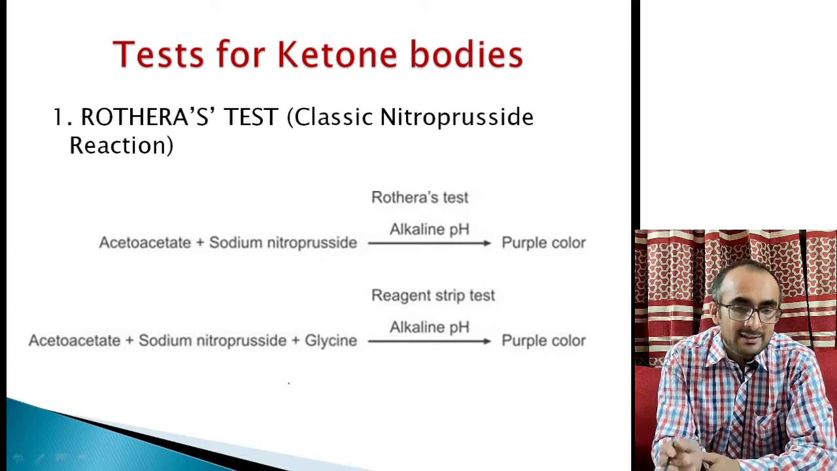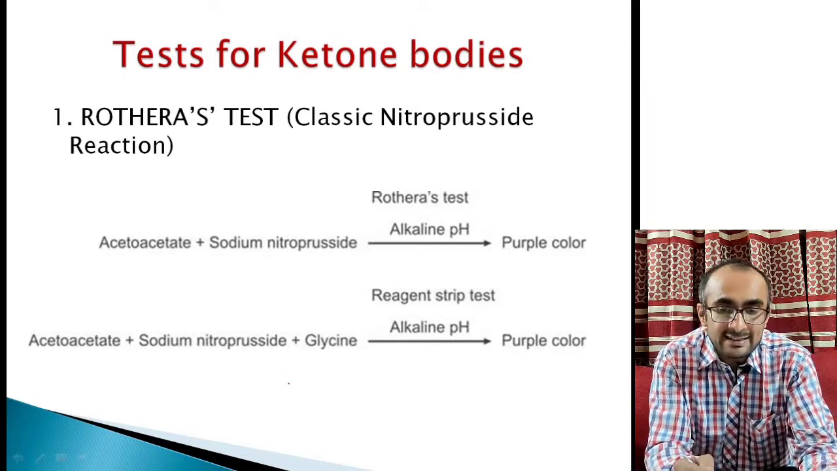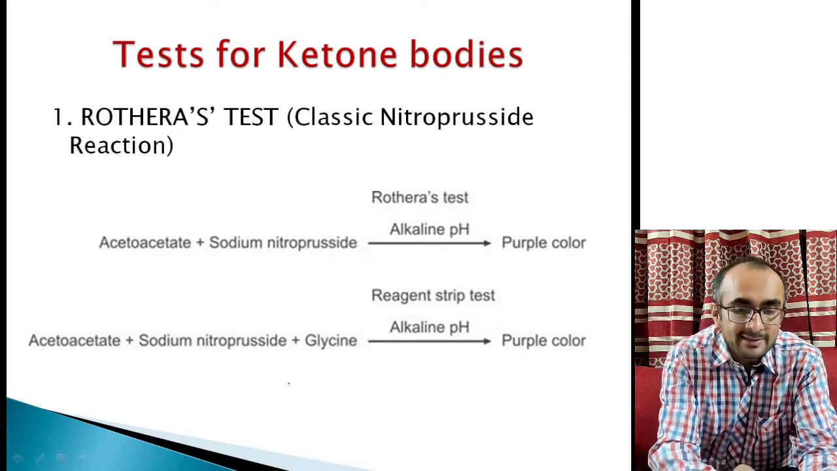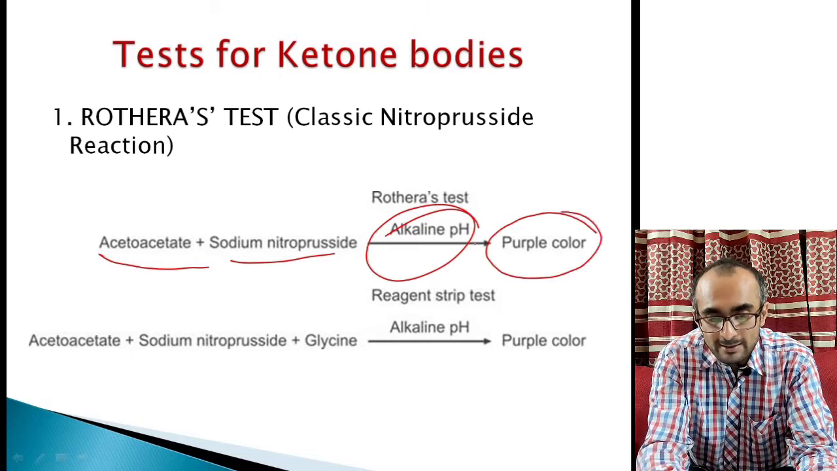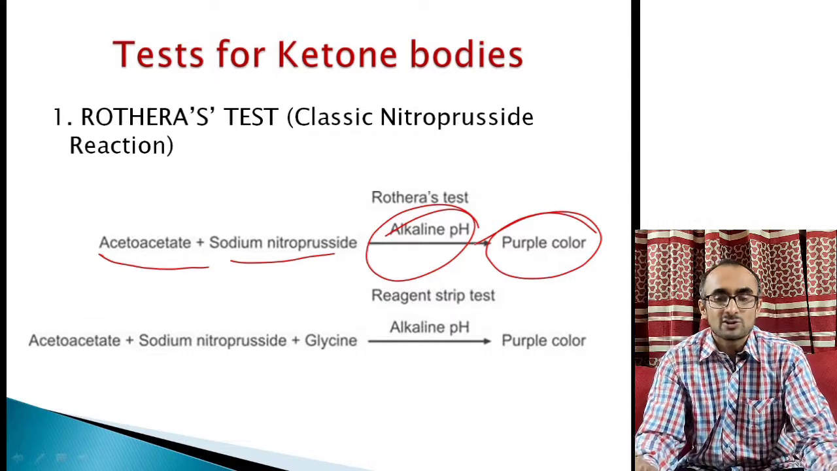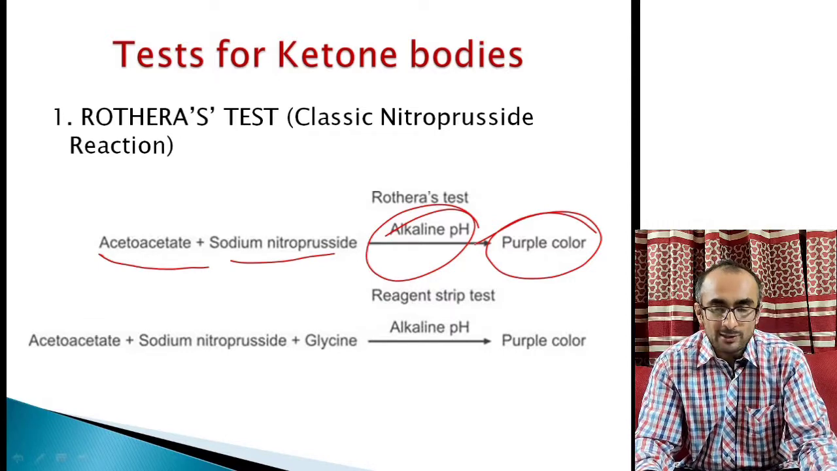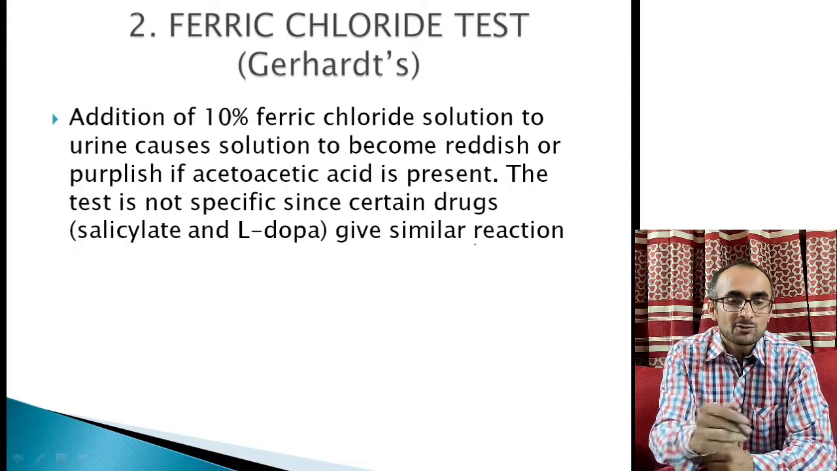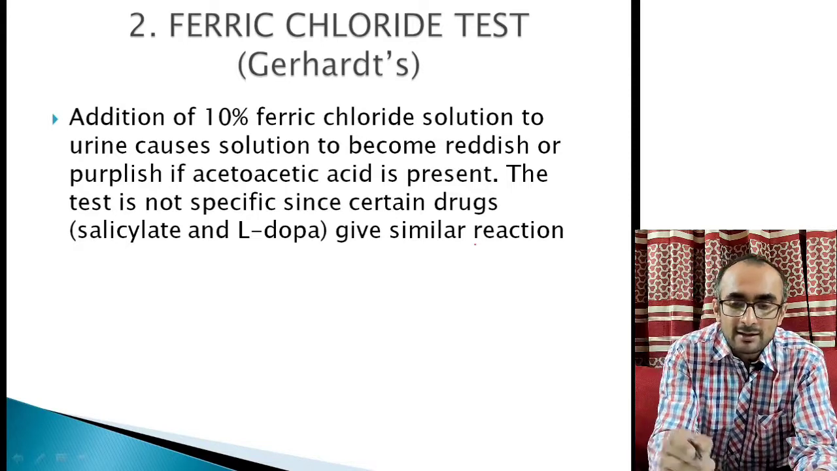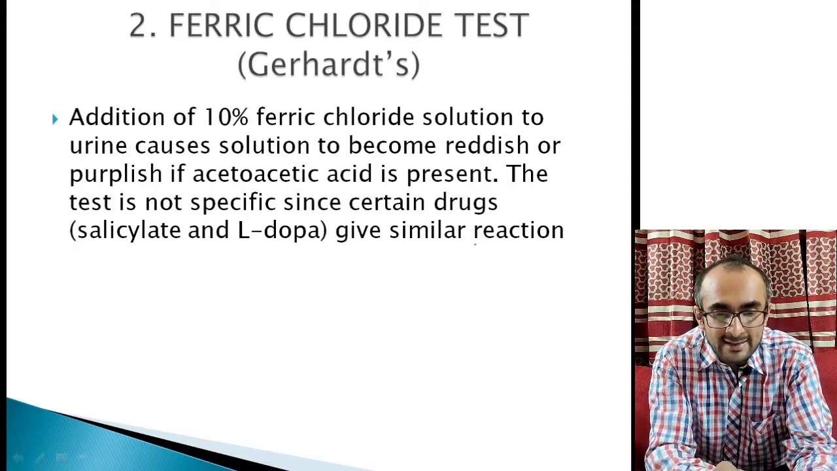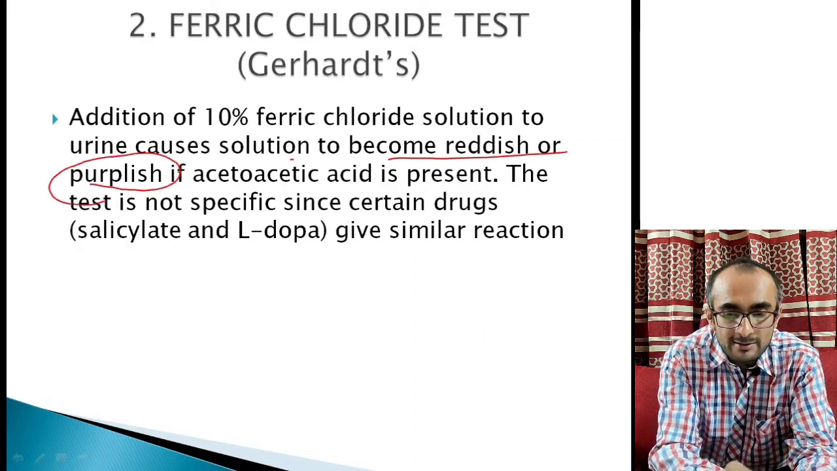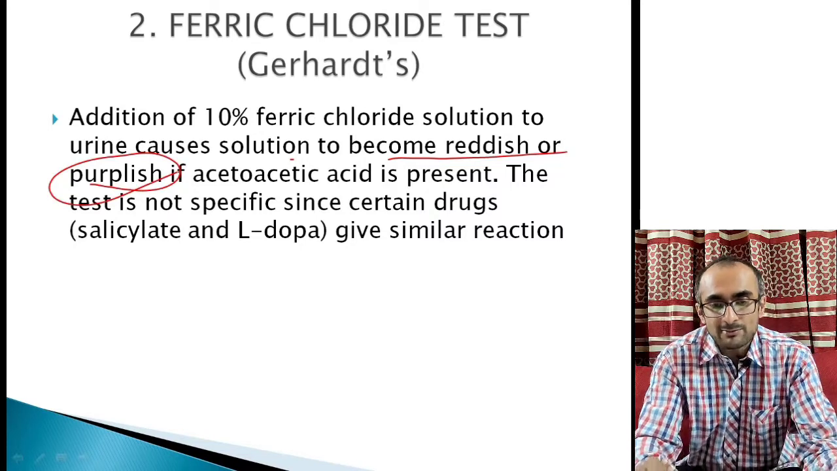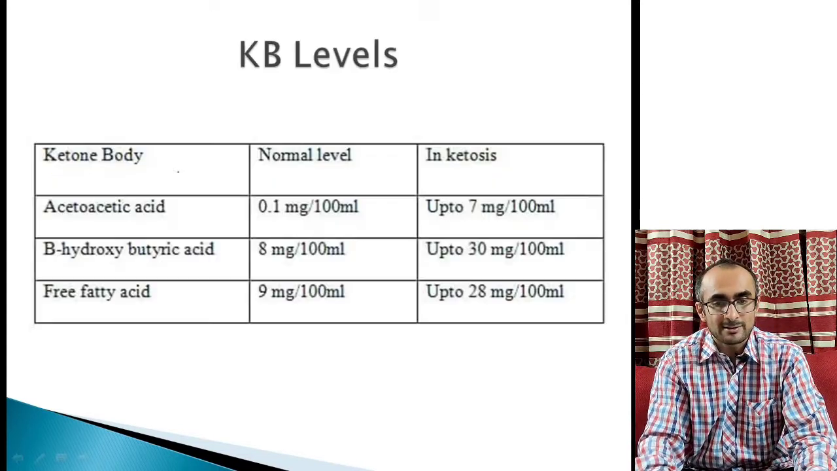Ketone bodies can be tested using Rothera's test. That's a classic nitroprusside reaction where acetoacetate reacts with sodium nitroprusside in alkaline conditions and gives a purple color. This purple color is measured in order to estimate the presence of ketone bodies in urine or blood sample. Another test uses 10% ferric chloride solution, and when this is added to a solution like urine, it becomes reddish and purplish in color, and this color is estimated to get some idea about the concentration of ketone bodies in the blood.